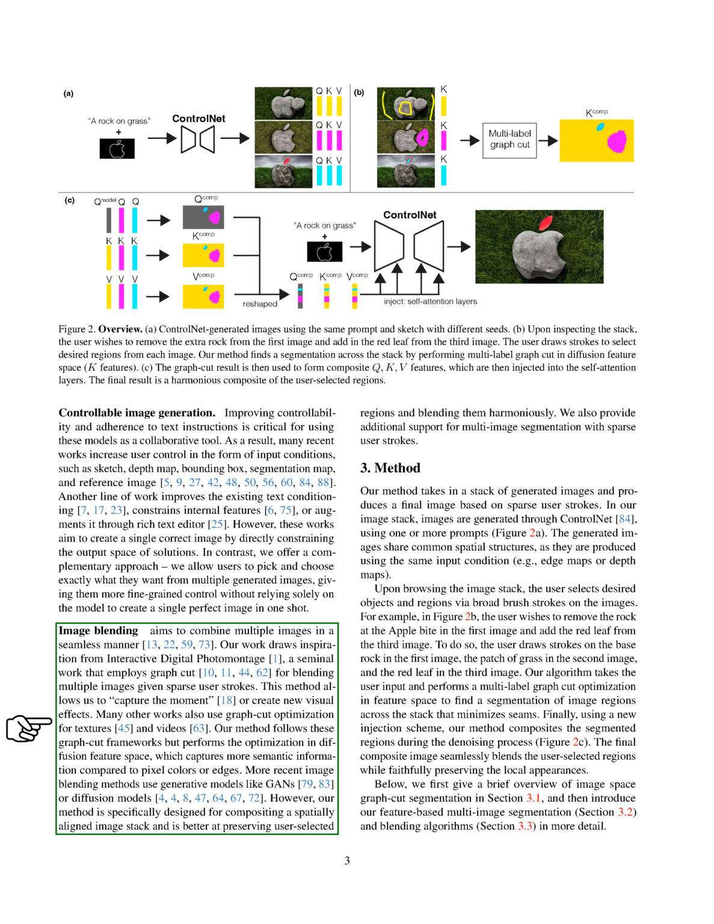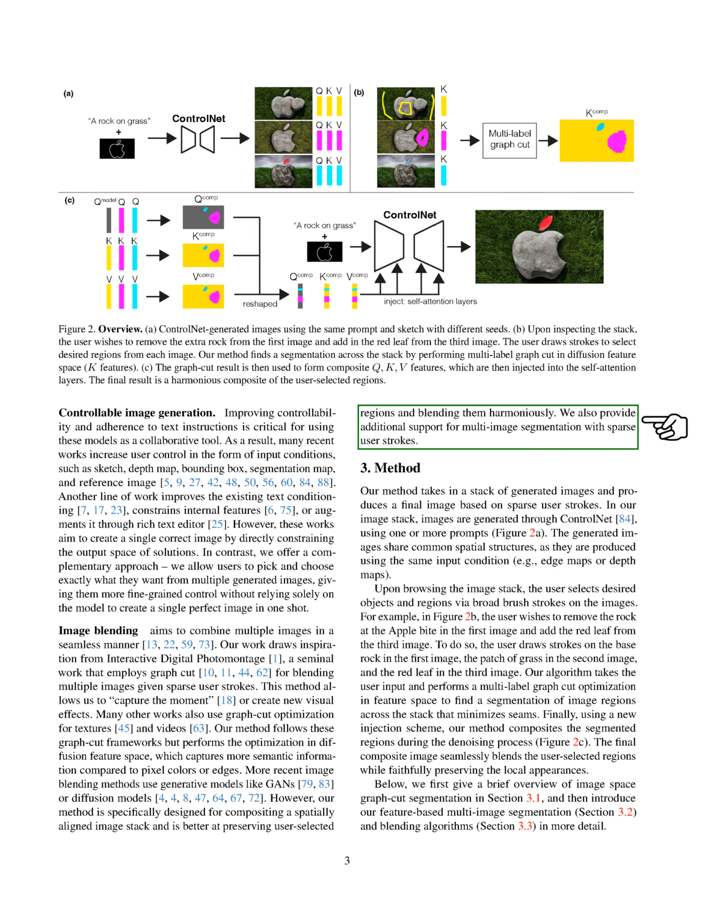Lastly, we draw inspiration from earlier works on image blending, particularly those using graph cut techniques. Our method optimizes in a feature space that captures more semantic information, making it better suited for compositing aligned image stacks while preserving user-selected regions. We also support multi-image segmentation with sparse user inputs.